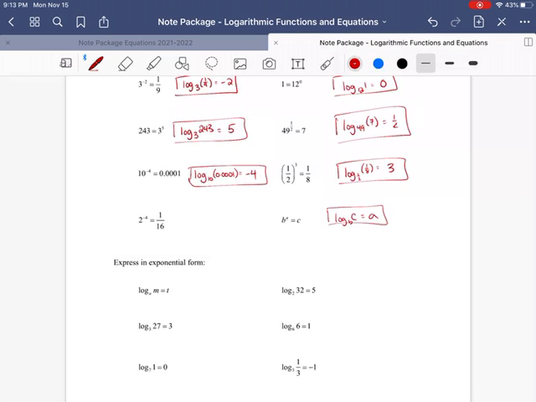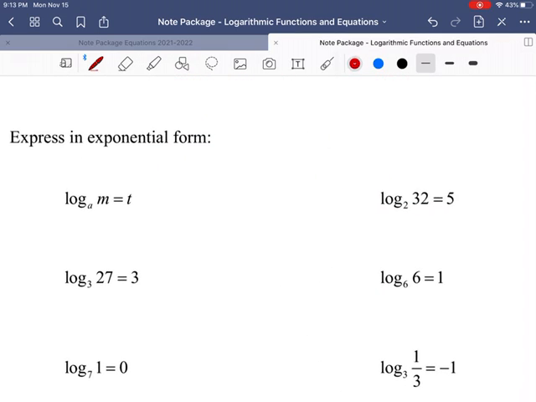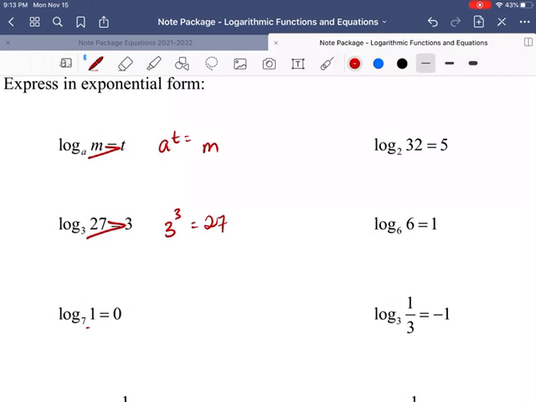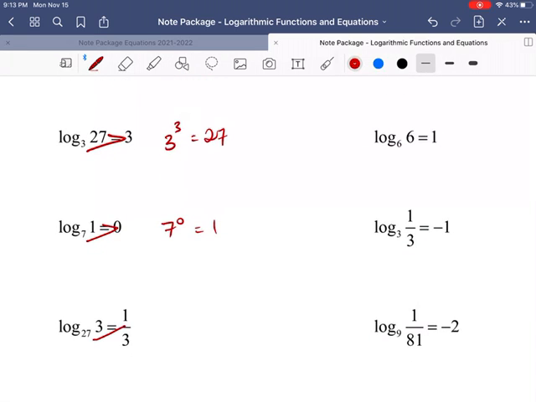All right, express in exponential form. So again, what works for me is starting at the base, going to the exponent, and there. So we get a^t equals m, starting at the base, boom, boom. So 3 to the 3 equals 27. 7 to the 0 equals 1. 27 to the 1/3 equals 3.